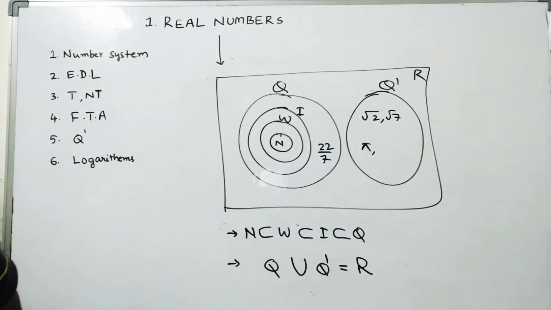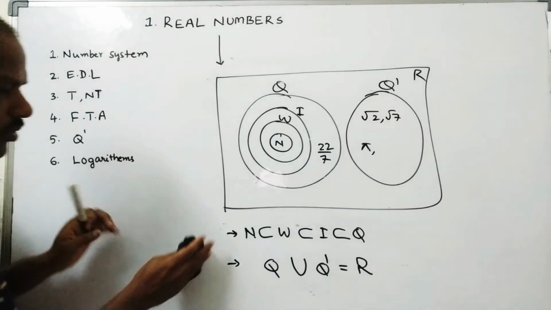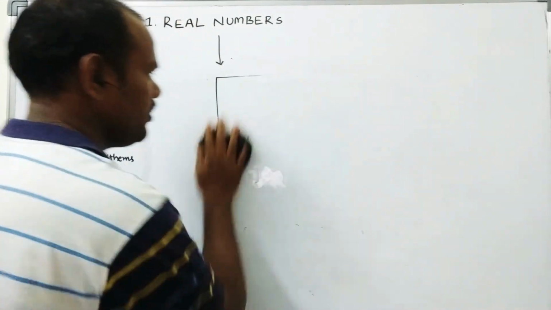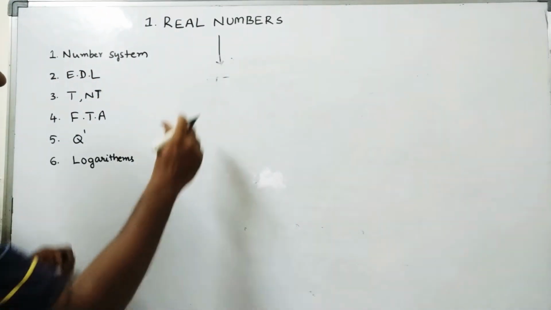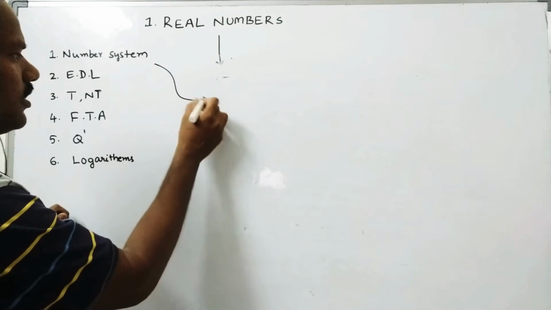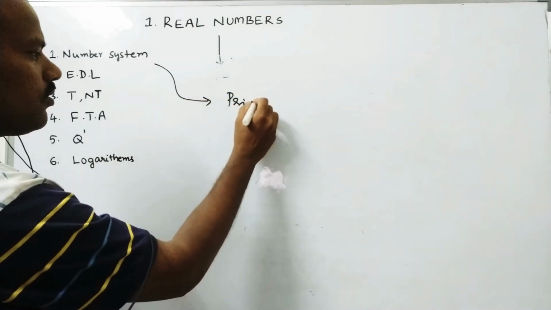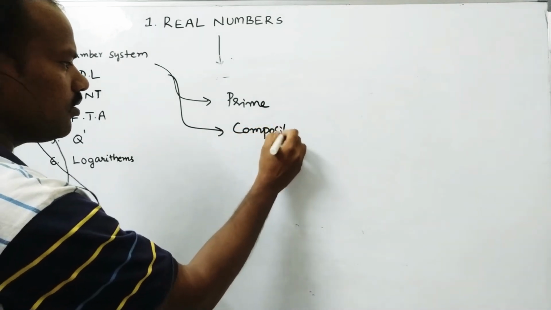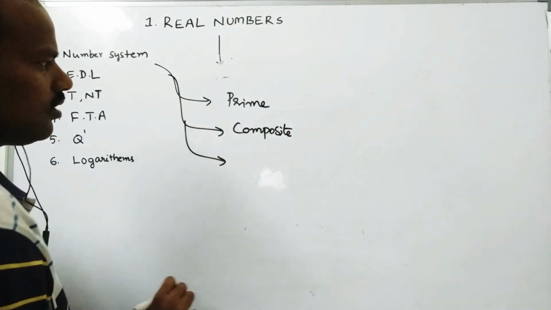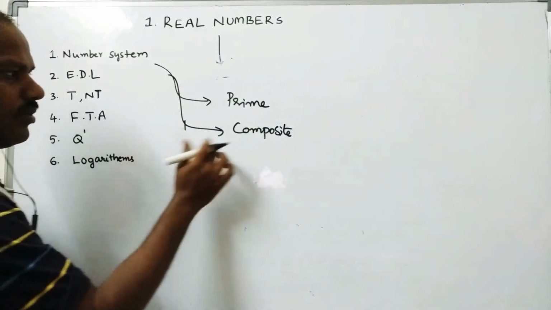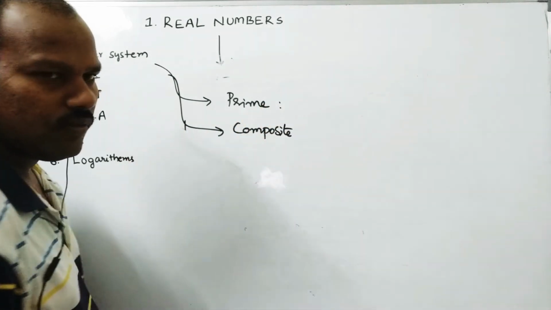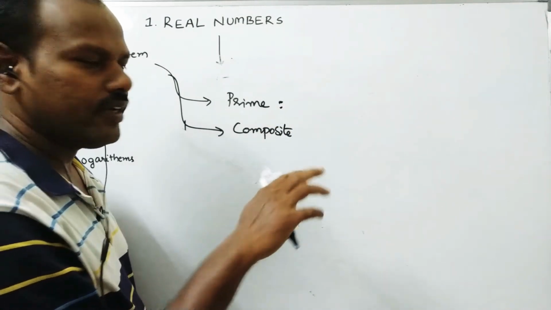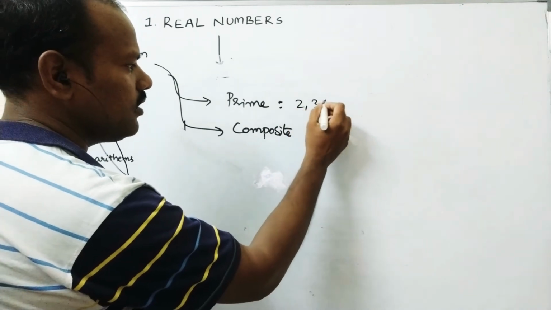Okay, now let us see a few important points about the number system, which are important or were already asked in previous exams. You need to understand certain numbers here. Prime numbers you have to understand, and composite numbers you have to know. Mainly these two are important. As you know, prime numbers have only two factors, or a number which is divisible by one and itself. Example: 2, 3, 5, 7, and so on.